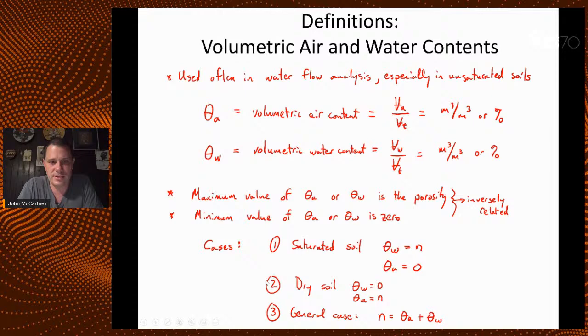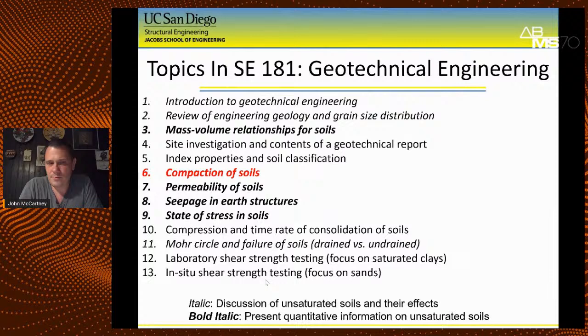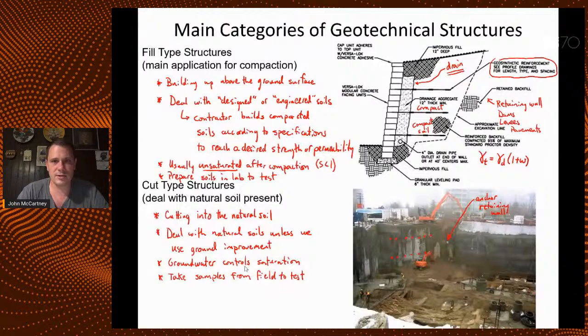So the first real place where the students are going to look at real conditions in the field is compaction. Up until that point, they're mainly talking about the words that we use to describe soils and the basic properties, but they haven't started to see anything that is constructed in the field. So compaction is the first case.